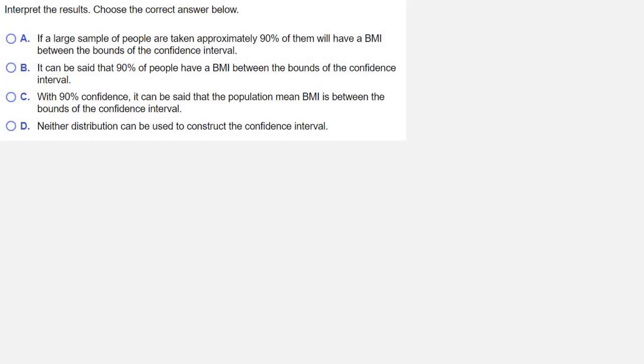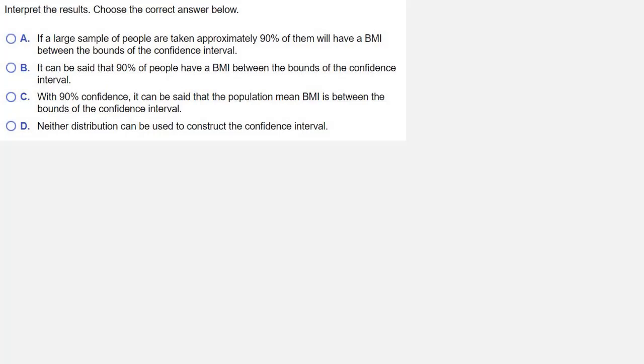What's next? Well, we need to interpret the results. Choose the correct answer below. So when we find a confidence interval, we are that confident, whatever the level of confidence is, that the actual population value falls within the given interval.